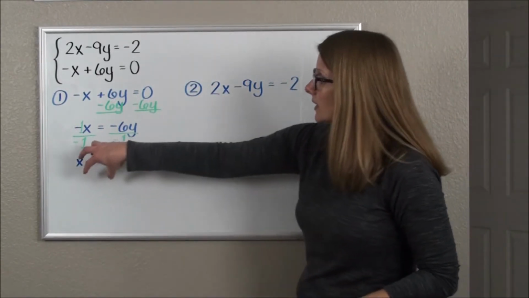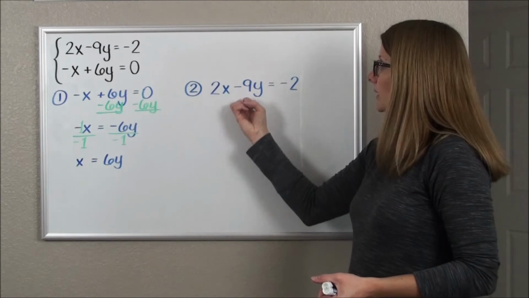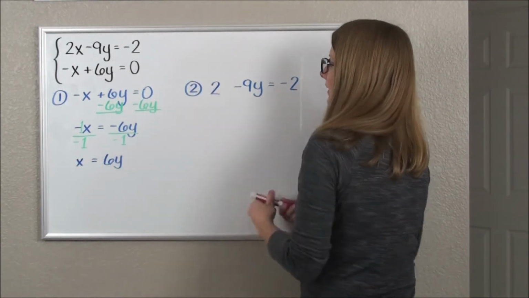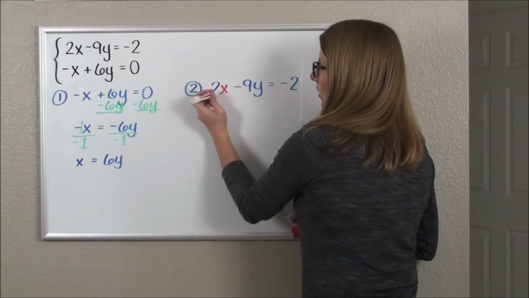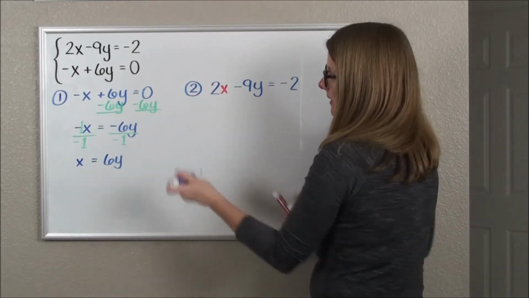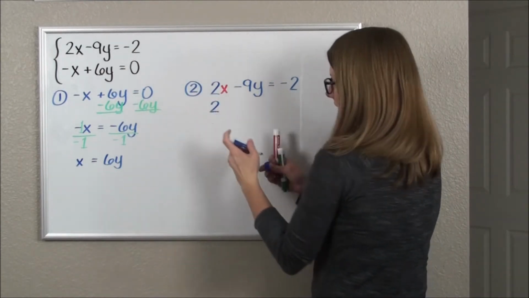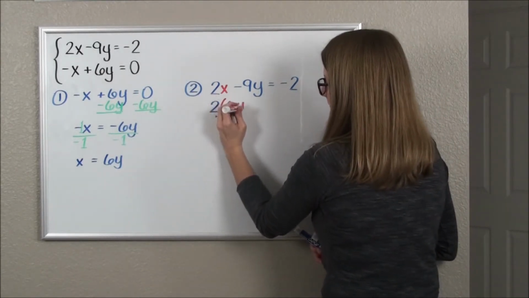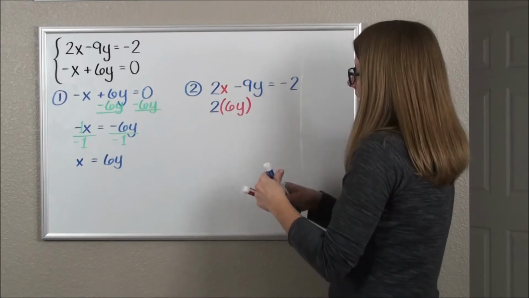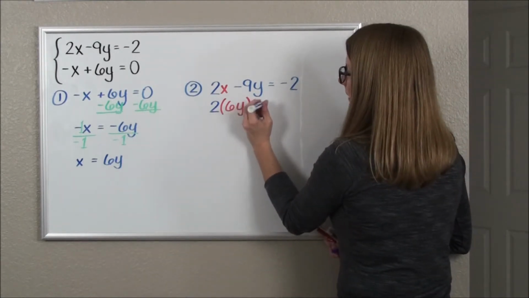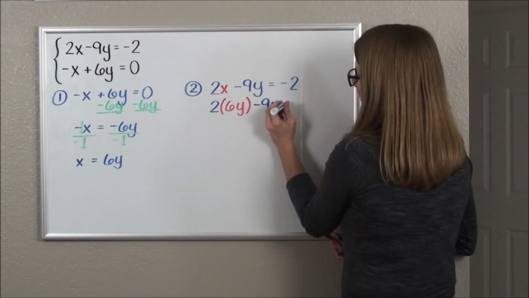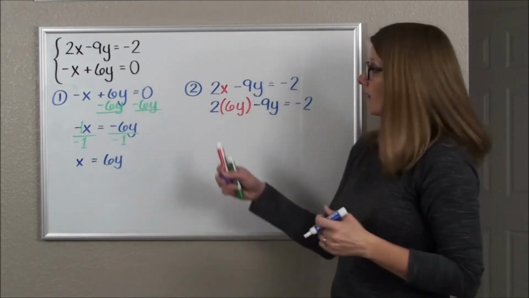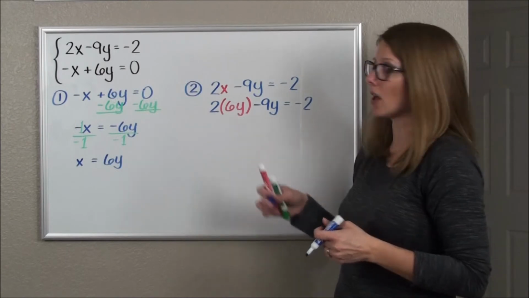And what I'll do is I'll take this value for x and absorb it into this equation. Since I know what x equals, where I saw the letter x, let's replace it with what x equals. So x equals 6y. Instead of the letter x, let's use 6y instead. And copy everything else. So I'll copy minus 9y equals negative 2. Okay, so now I have one equation with just one letter to solve for.